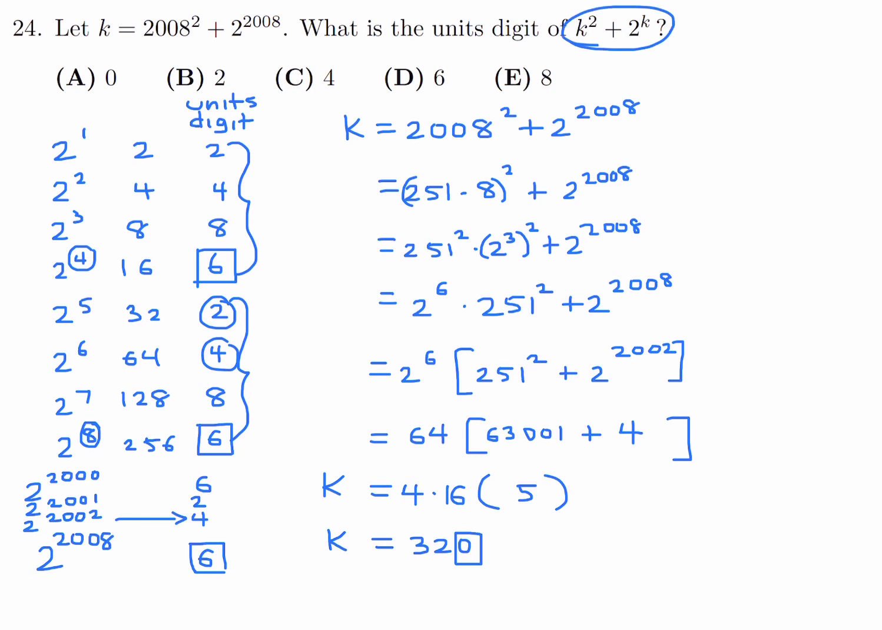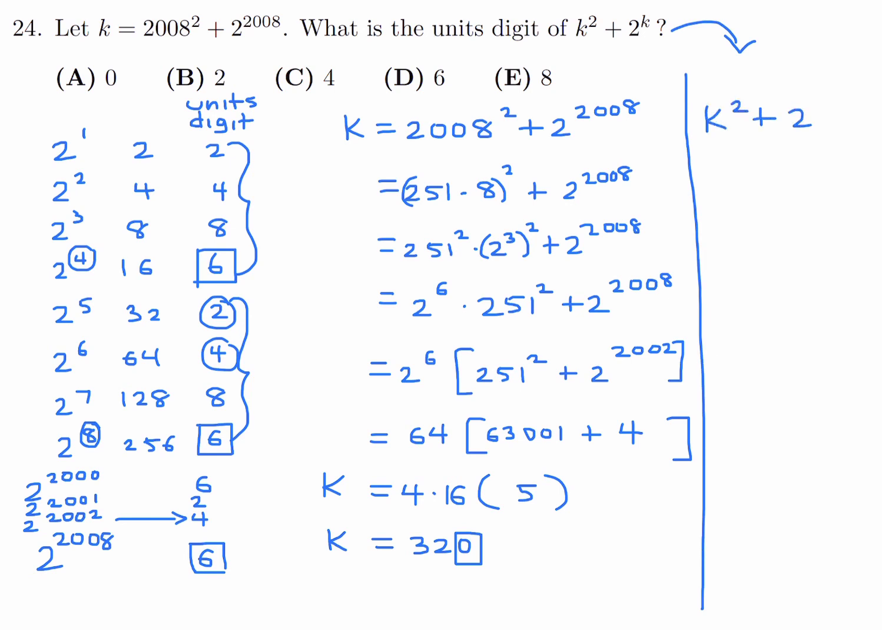So now we turn our attention to this right here. k squared plus 2 to the power of k. Well, the units digit is all we need to worry about. If the units digit of k is 0, if you square it, that units digit will also be 0, right? 0 times 0 is 0. But what about 2 to the power of k? Well, we have to figure out what is k.